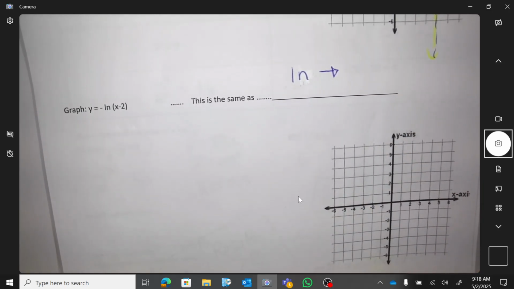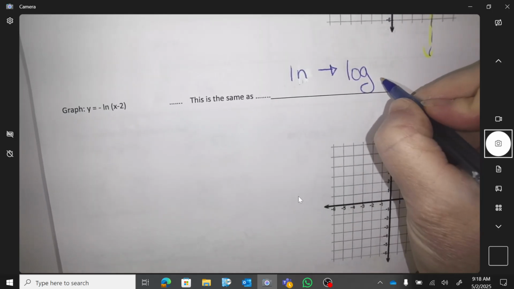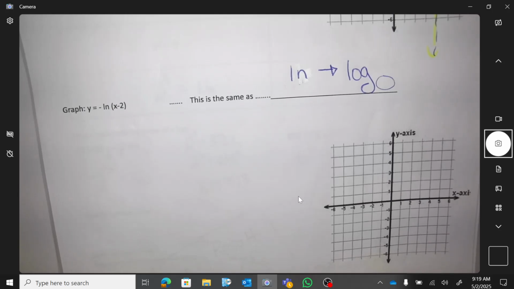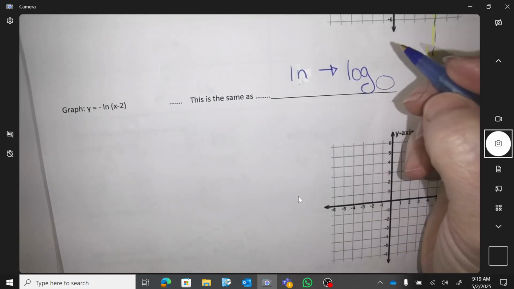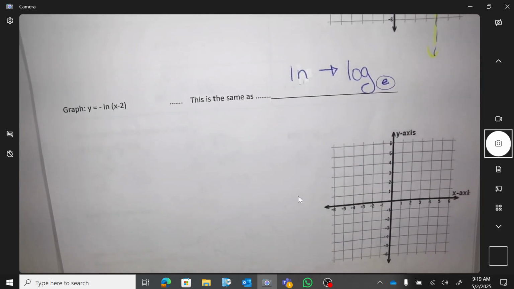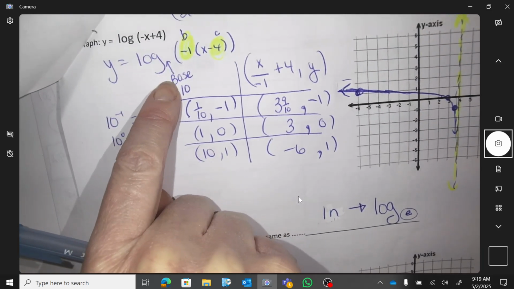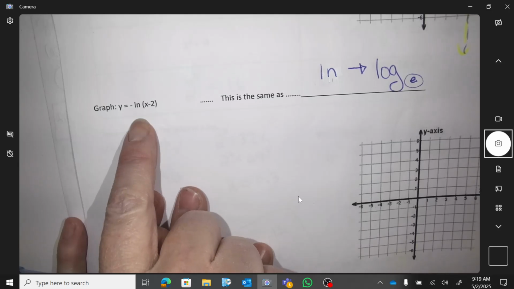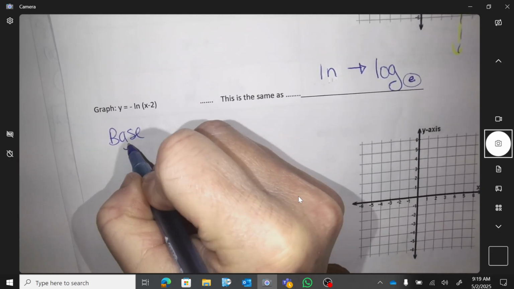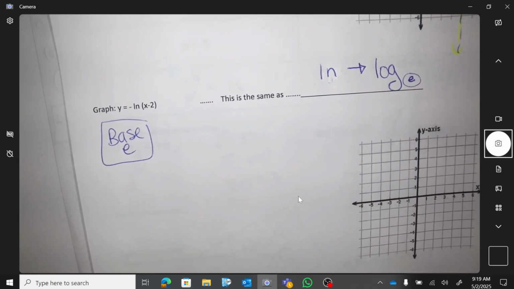Okay. It's the same thing as doing a log with a base number that's secret. Do you remember this one? It's a little special. So this one is an E. Okay, so we had two secrets. When we see a log without anything, there's really a 10 there. But when we see a natural log, it's really using this E value. Okay, so my base is E.